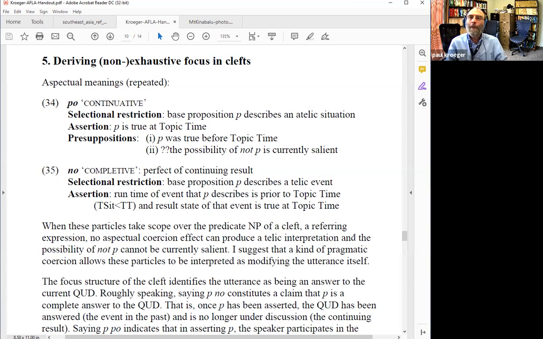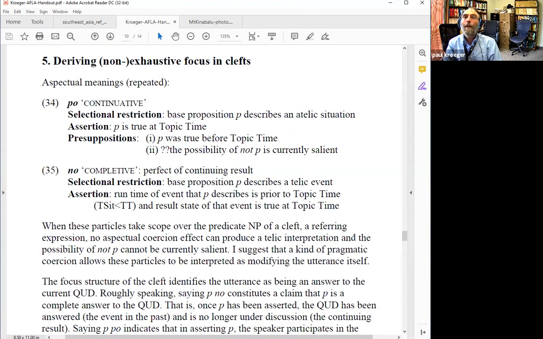And I'm suggesting that what happens instead is a kind of pragmatic coercion that interprets these particles as something like an utterance modifier. So no would mark the utterance. Well, okay, what kind of utterance, what kind of speech act is being performed? The focus structure of the cleft marks it as being an answer to the current question under discussion. No then marks this speech act, this answer to the question, as telic, something like an accomplishment. And it culminates. By virtue of making the current utterance, I have provided the answer to the current question under discussion, and the next turn in the conversation can go on to a different question.